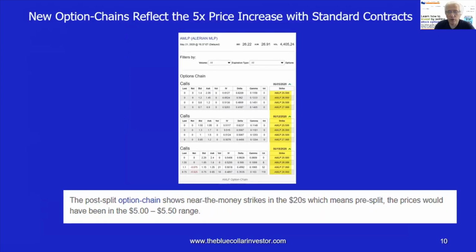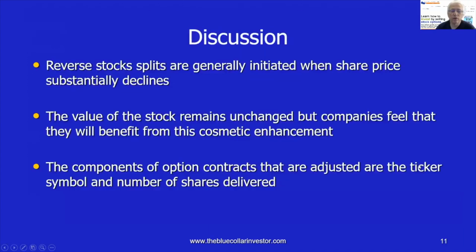Now, after the split, if you took a look at the option chain, you would see that the pricing, as far as the strike prices for AMLP, now reflected the new price of AMLP. And you could see, if you're watching this podcast, that AMLP had strike prices in the $25 to $28 range, which meant pre-split the prices would have been in the $5 to $5.50 range. So you can see cosmetically, it appears to be a stronger stock, but not really. You have to really understand that usually reverse stock splits represent and show a weakness in the underlying security.